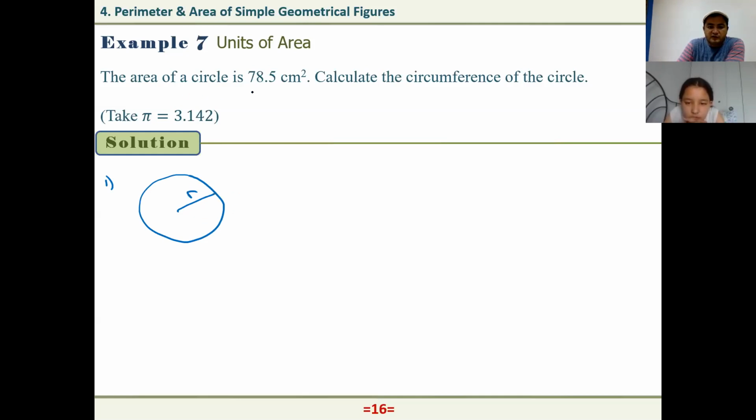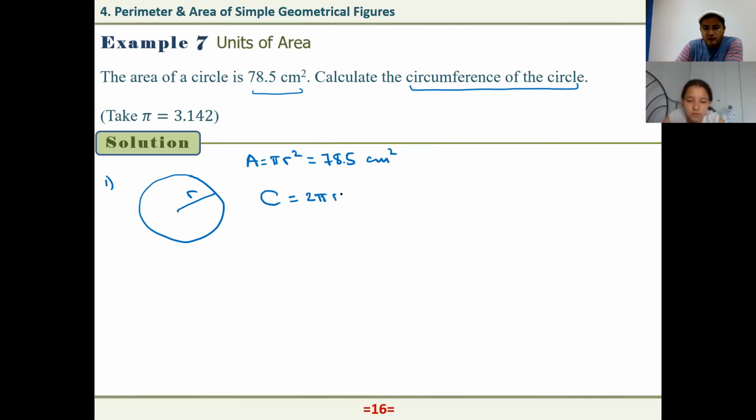And here the area of a circle is this. So what is the area? We know that the area formula is pi r squared. And this thing is given, that is 78.5 square centimeters. And it says calculate the circumference of the circle. The question is, we need to find the circumference. What is circumference? It is 2 pi r.